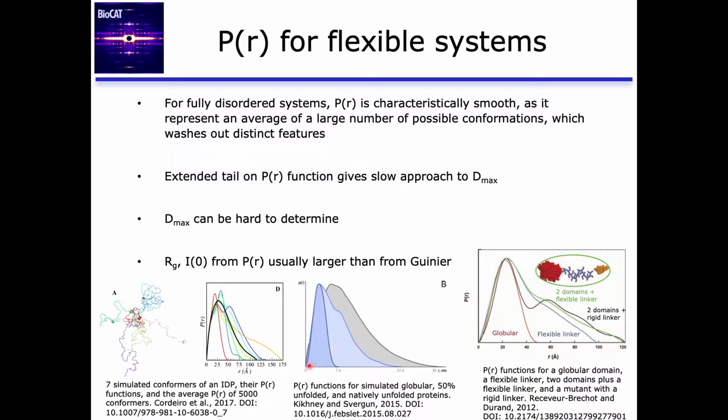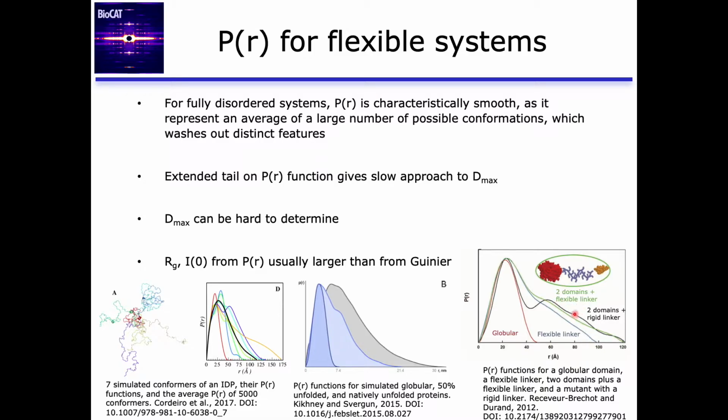So you can see the extended tail in this simulated data here very nicely. We have P of R for a simulated globular system in dark blue, for the 50% unfolded system in light blue, and for the completely unfolded system in gray. And you can see as we add in disorder, we get this longer and longer tail on the P of R function.